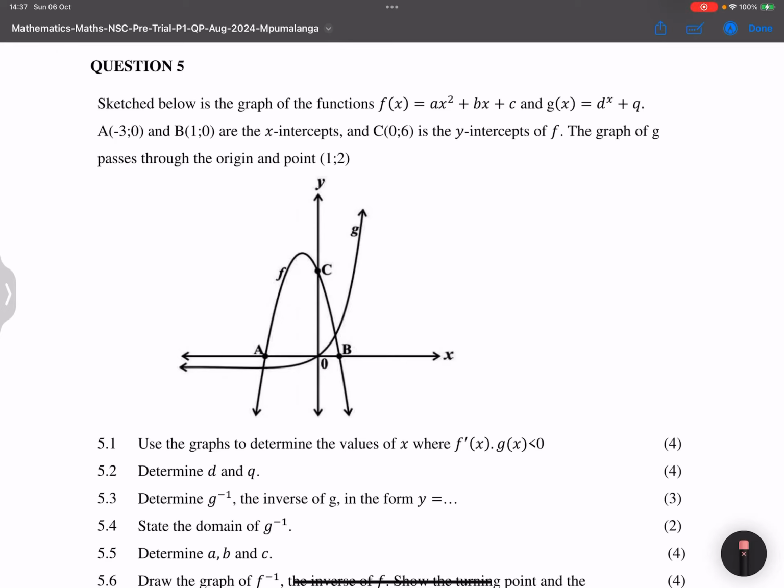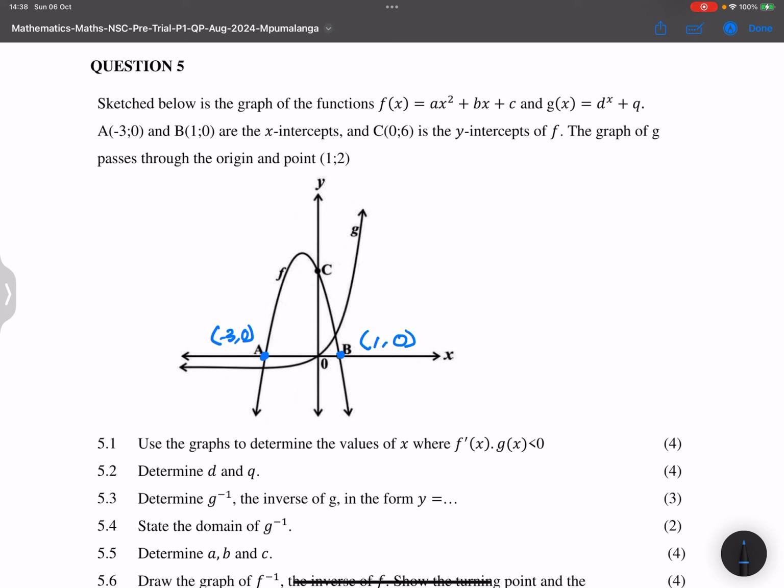Right, and now we look into question 5. They say sketched below is the graph of the function f of x, which is ax squared plus bx plus c, and g of x, which is d to the power of x plus q. Right, they give us the coordinates there of A, right? So we know A is (-3, 0). I'm just going to put that there. And B would be (1, 0).